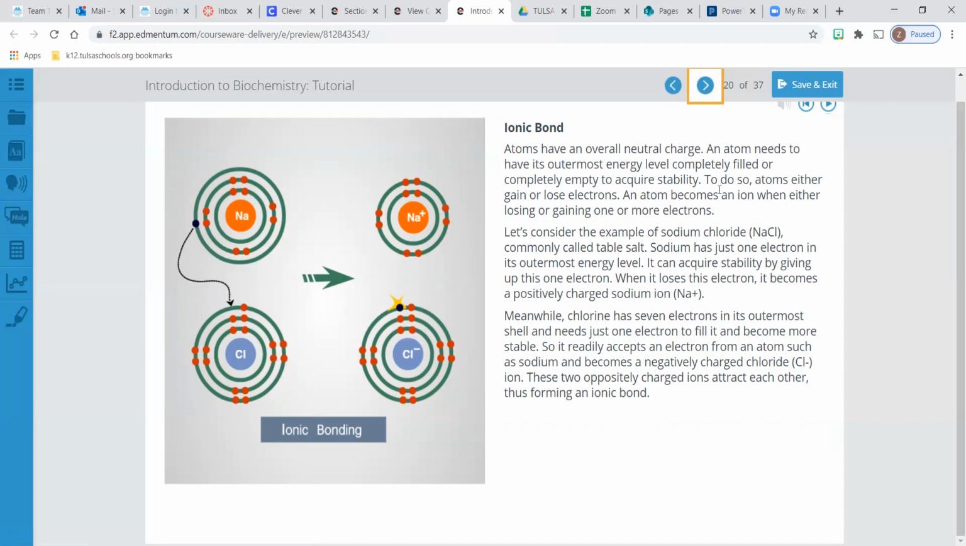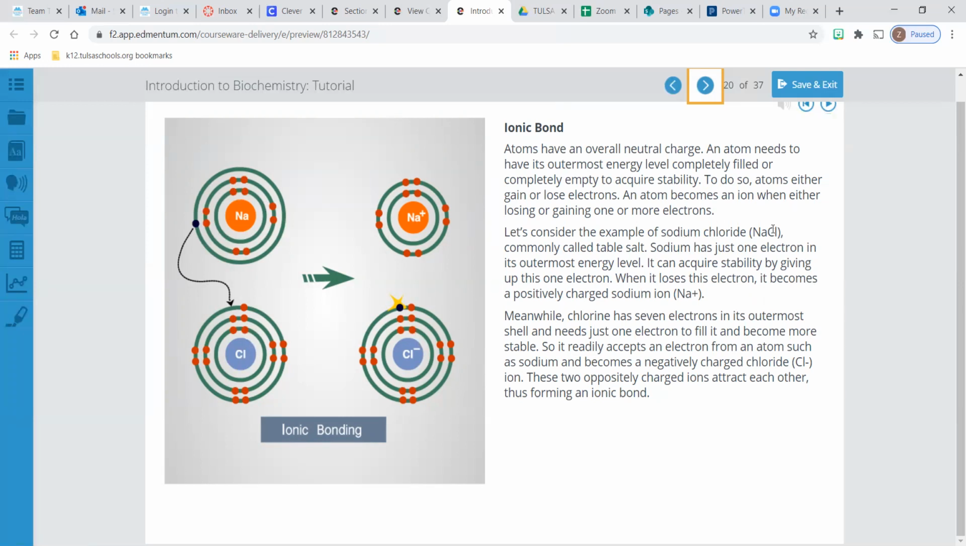So the gaining and losing of electrons gives charges to these usually normal, neutral charged atoms. So you see this sodium is neutral, but this outer electron is not stable, right? And this chlorine, though neutral, wants to have one more electron to be stable.